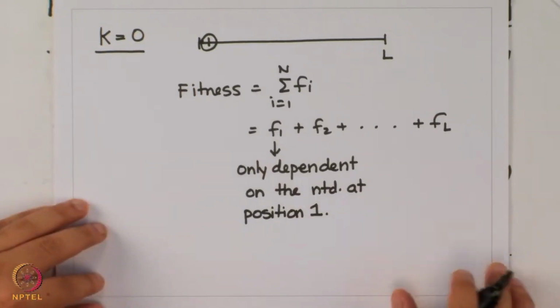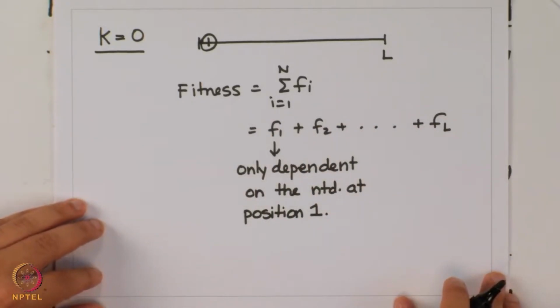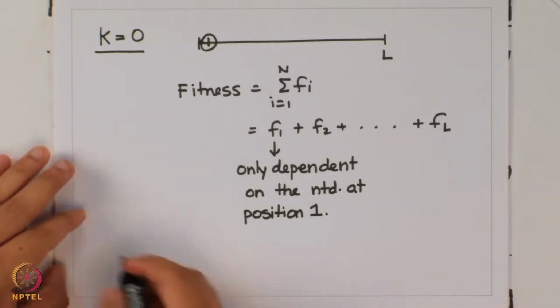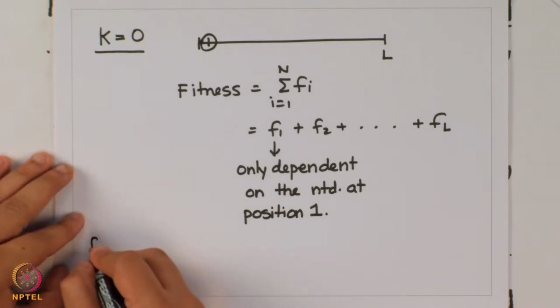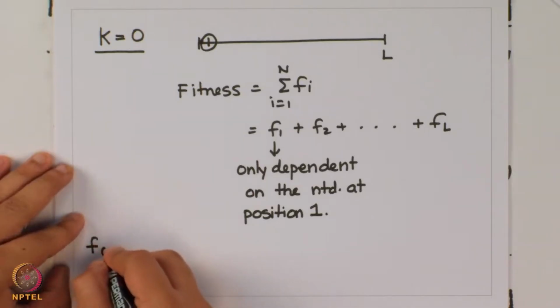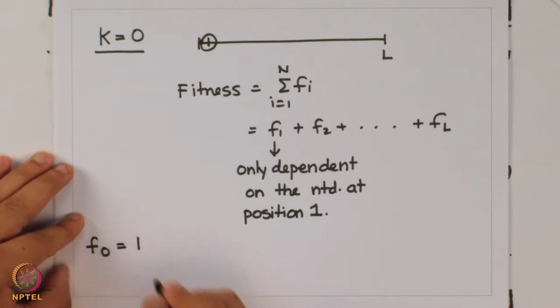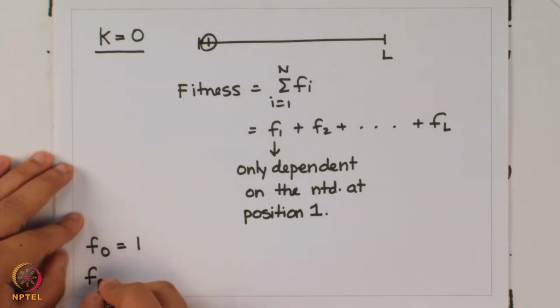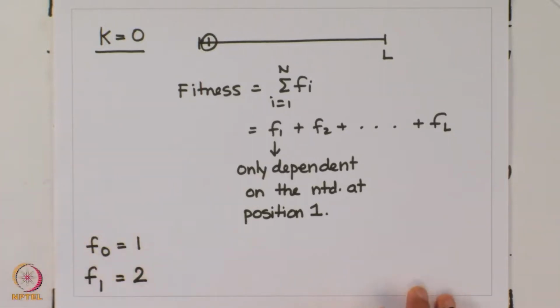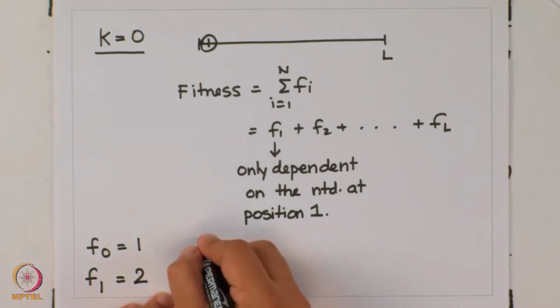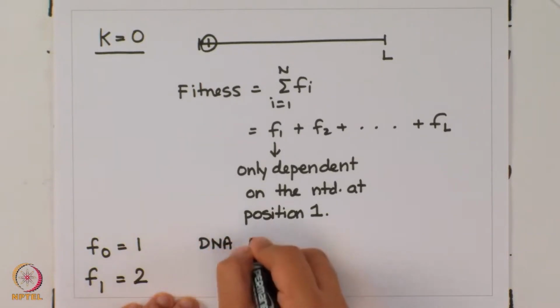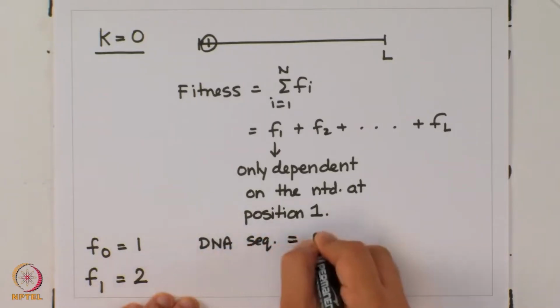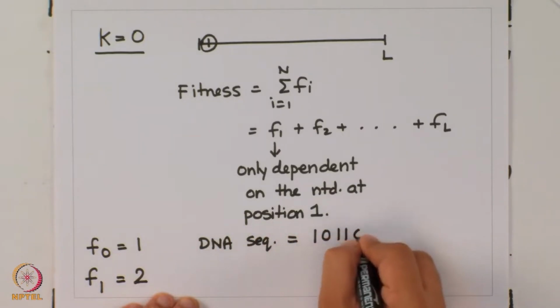If that's the case, then how do I determine the fitness of a DNA sequence? What I define is that the fitness contribution of a 0 is, let us say, 1, and fitness contribution of a 1 is, let us say, 2. These are the contributions that I choose for my DNA sequence, and then if I have a DNA sequence which is equal to 1 0 1 1 0.